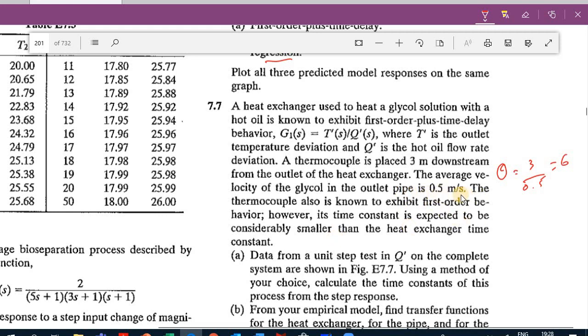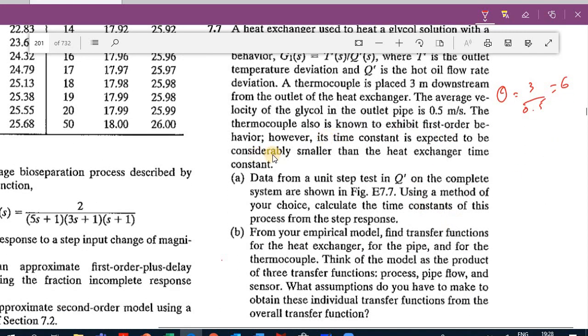So I got theta here. And actually, this is just saying that there's a delay. The thermocouple is also known to exhibit first order behavior. However, its time constant is expected to be considerably smaller than the heat exchanger time constant. So what I'm saying is, the thermocouple is exhibiting a first order response.